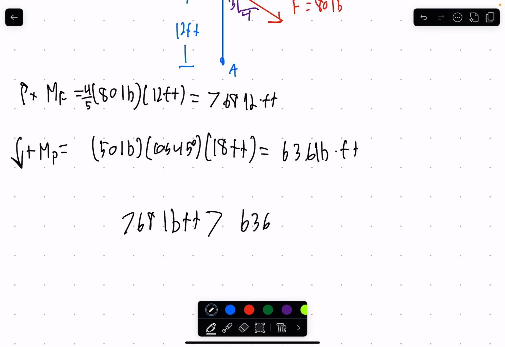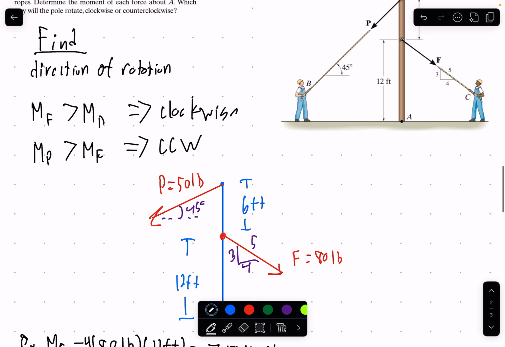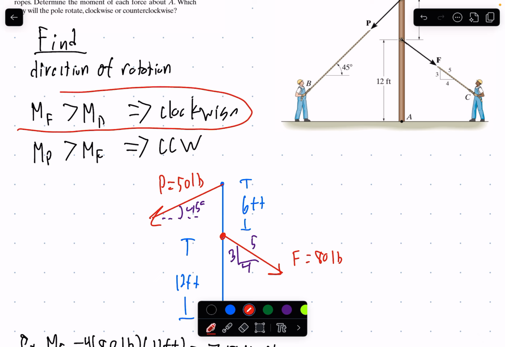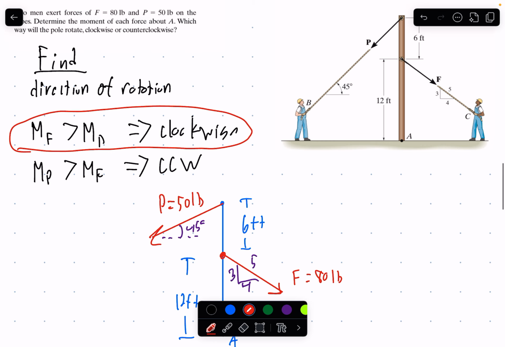So we know the moment of F is greater than the moment of P, and we look up here, it means spinning in a clockwise direction. Okay, so we found our find variable. In this case, it's going to be a direction, not a number. A little different here, but that's it. We're done.